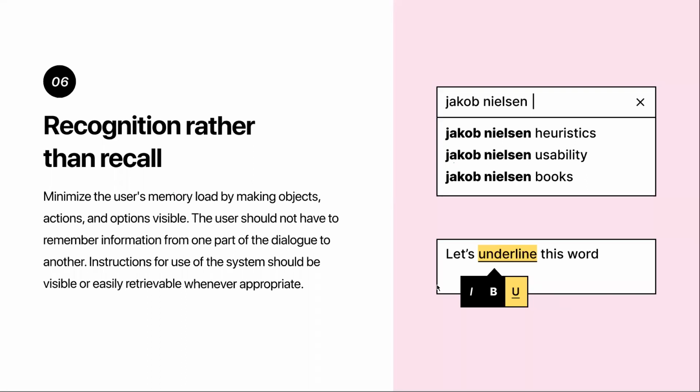recognition, another process for recognition rather than recall is the other one. Let's underline this word. Now, they give you options to what? To use different functions here. They give you an option to make it italics, bold, or underline it. That's what Microsoft Office does well. When you copy or you highlight something, they give you different options.